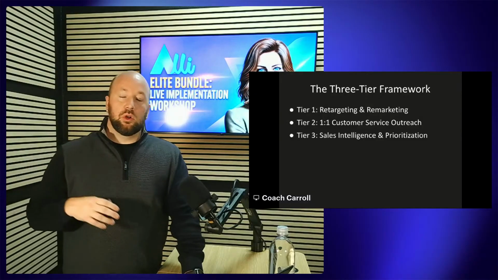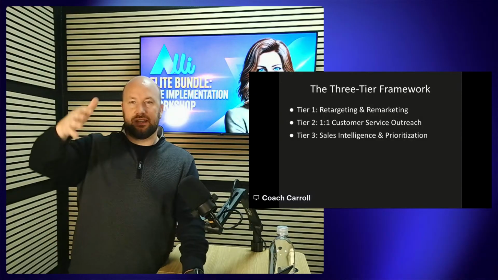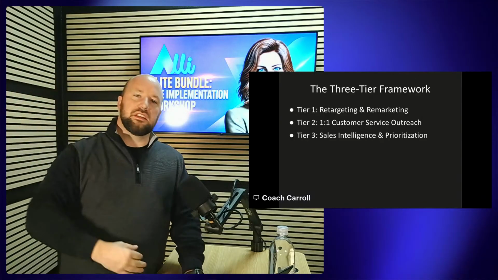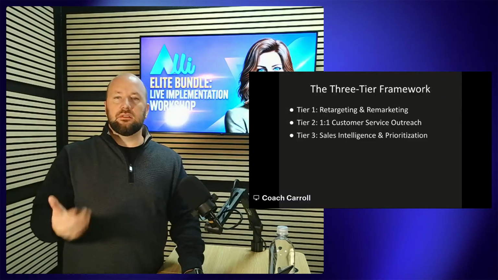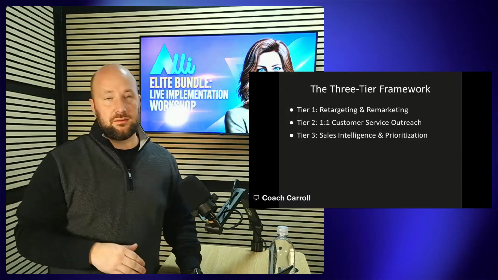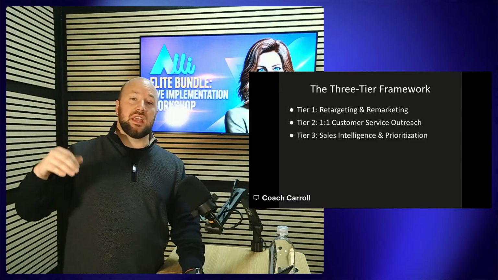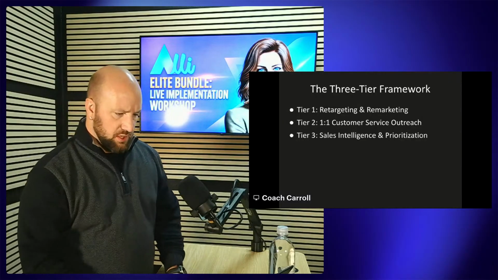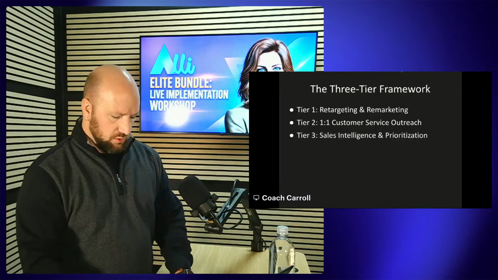Tier 2, one-to-one customer service outreach. That's what we talked about. Said, hey, saw you were checking out this page. Wanted to make sure you got all the information you were looking for. Do you have any additional questions for me? And then tier 3 is sales intelligence and prioritization. This is where Dan Martell's team was able to really go back in. And I have the data here. Let me pull this up because I don't think we shared this on the call.